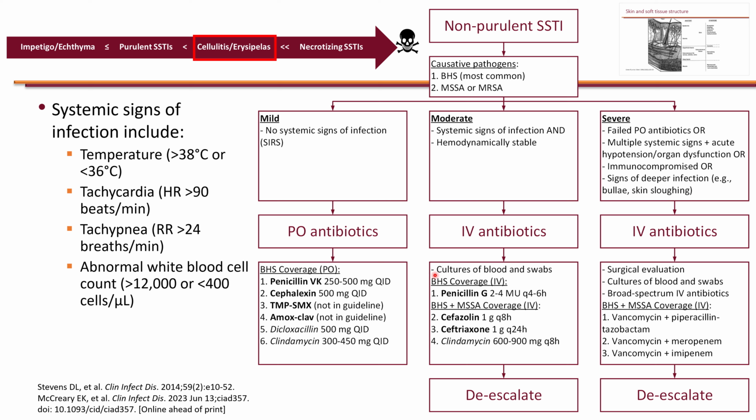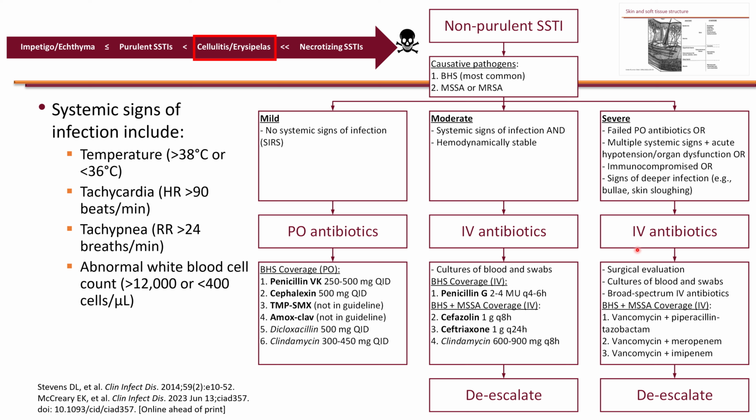So for these patients, of course, cultures of blood and cultures of swabs of the infection site are recommended. And when targeting beta-hemolytic strep, penicillin is still recommended, except this time it's IV. Now, when covering both beta-hemolytic strep and MSSA, cefazolin is the drug of choice. First generation. Some people might use ceftriaxone, which is once a day, but it's more likely to cause collateral damage. And of course, clindamycin is there too.